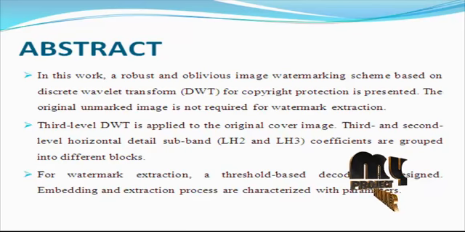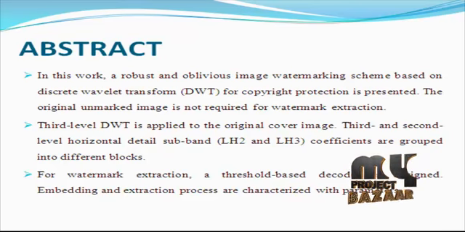The discrete cosine transformation theory was used in digital watermarking systems, and the DWT based methodology is modified in this work. A robust watermarking scheme based on the discrete wavelet transform for copyright protection is presented. The original unmarked image is not required for watermark extraction. Third level DWT is applied to the original cover image. Third and second level horizontal detail subband coefficients are grouped into different blocks. For watermark extraction, a threshold based decoder is designed, and the embedding and extraction processes are characterized with parameters.